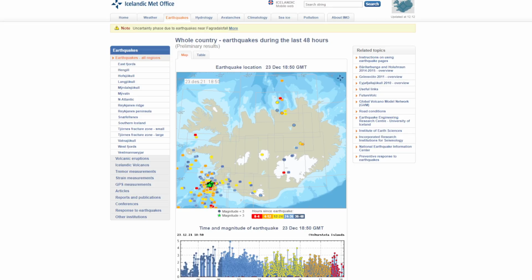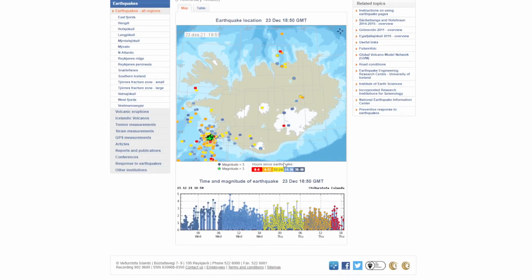So what we're looking at here is the earthquakes over the past 48 hours. And if you've been following the channel, you know that there's quite a lot that have occurred around Wednesday. And we had some really big ones, a 4.9 magnitude that was definitely felt in the Reykjavik area. There's a bunch of other ones that have occurred.